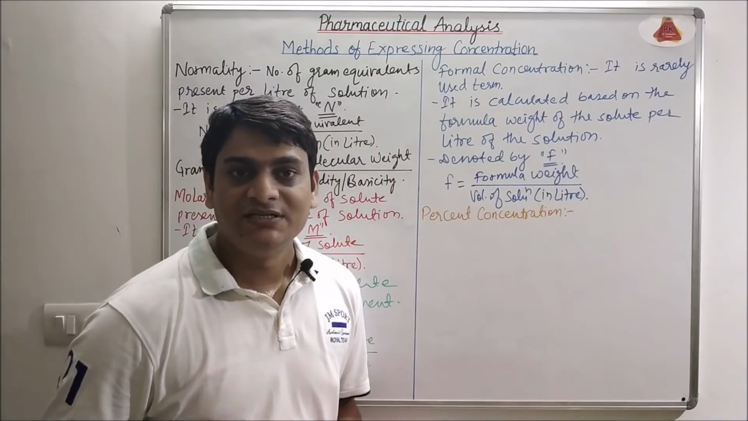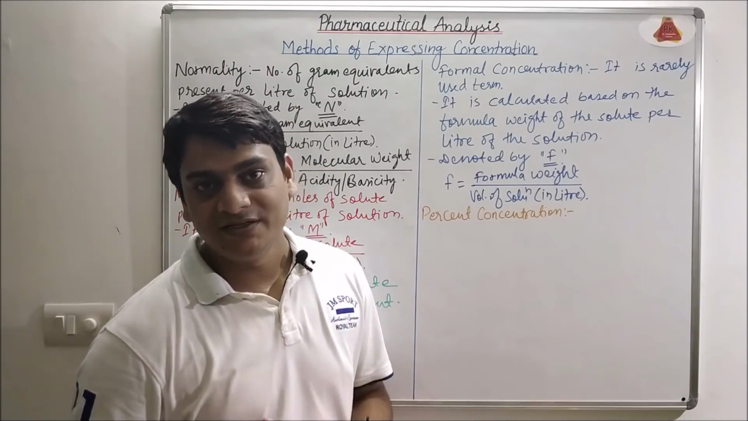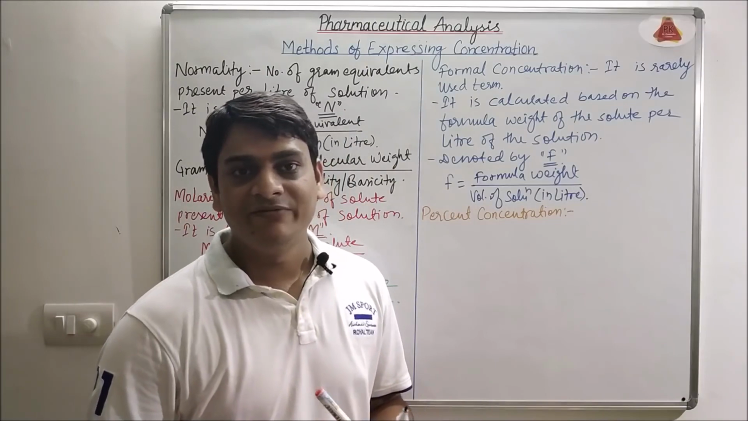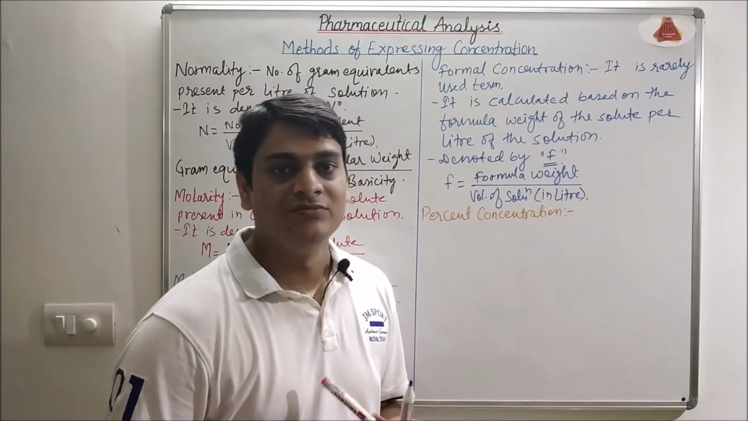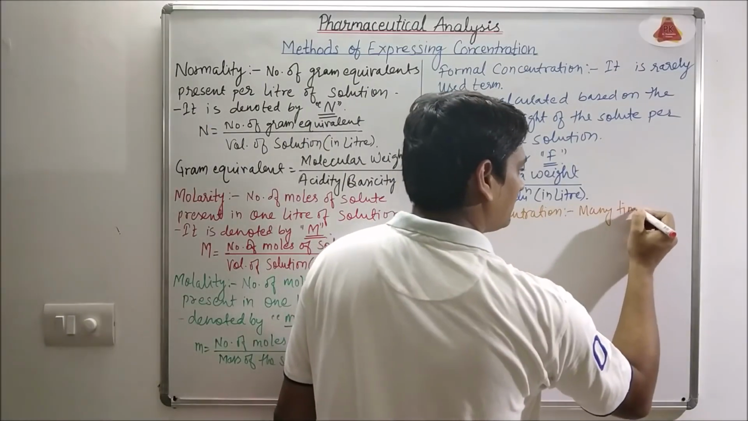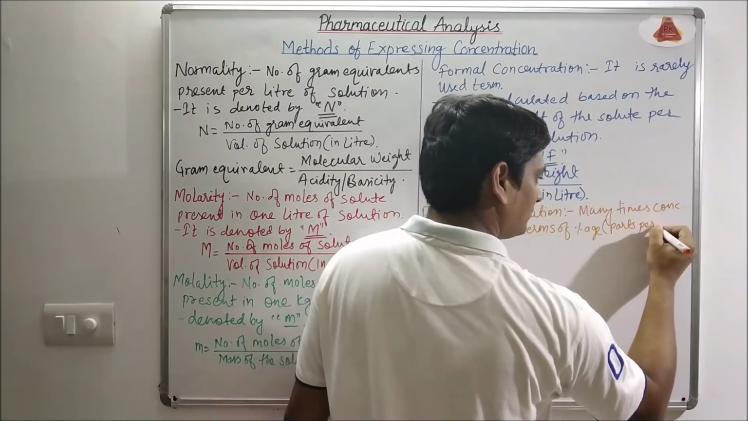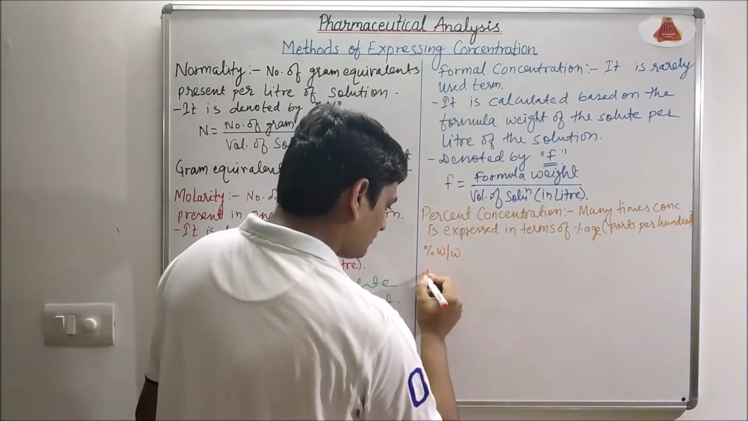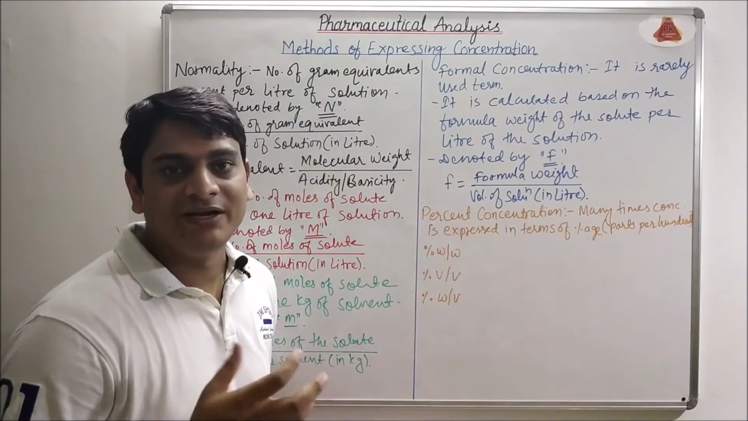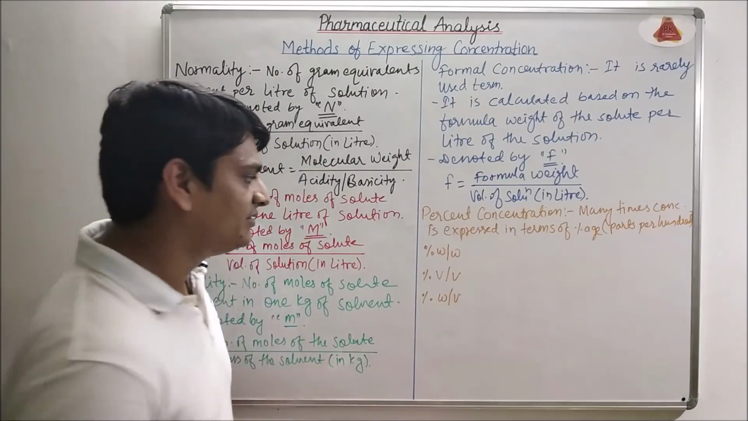Now coming to the percent concentration. Many times concentration is expressed in terms of percentage concentration. It is also known as parts per 100. So it can be expressed in three types. First one is percent weight by weight. Second one is percent volume by volume. And the third one is percent weight by volume. The formula for percent weight by weight is equal to weight of solute in gram divided by weight of solution in gram into 100.